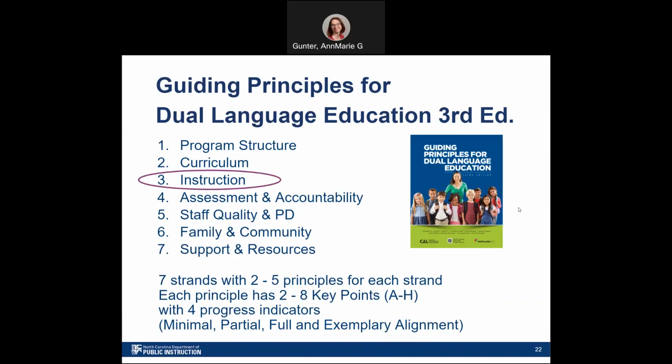And you need to know that each strand that you see on the screen has 2 to 5 principles that go with it, and then each principle has 2 to 8 key points that are lettered A through H. When you look at those key points A through H, there's actually 4 progress indicators that you can rate yourself on or rate your programs on, whether it's minimal alignment to the key point they're making for that particular principle and strand, partial alignment, full alignment, or exemplary alignment. So that's kind of how it's structured. Let's take a closer look at that.